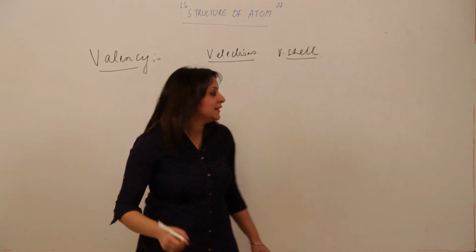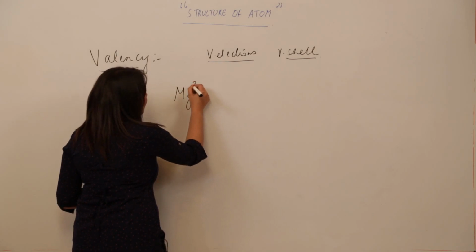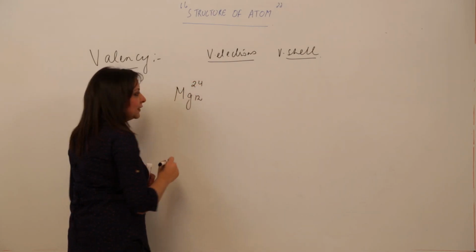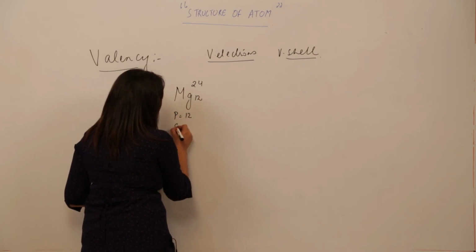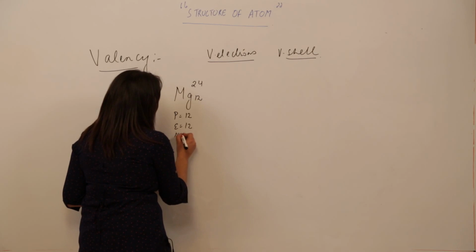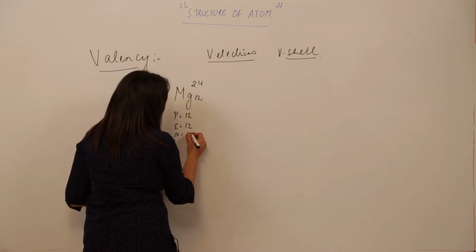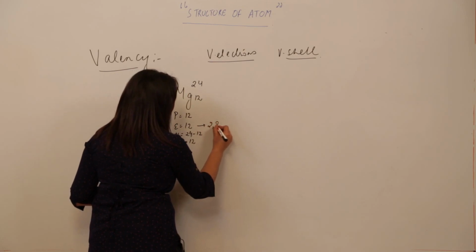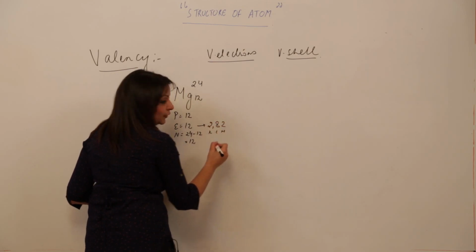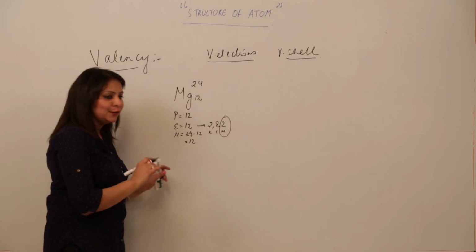As we did in the previous lecture, if I take an example of magnesium, whose mass number is 24 and atomic number is 12, the number of protons is 12, the number of electrons is 12, and the number of neutrons, which is taken by subtracting the atomic number from the mass number, is also 12. I am writing the electronic configuration. You all know now how to write it. So you know the valence shell. Till this you all know.